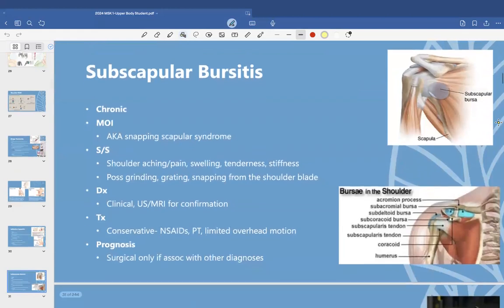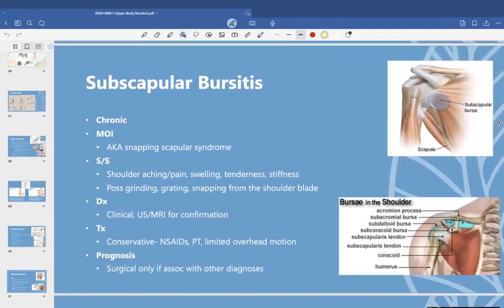Next, bursitis, and we name bursitis based on where it is. So, subscapular, under the scapula. Most bursitis is chronic. We can also call this snapping scapular syndrome. Most people don't call it that, but you might hear it that way. It causes aching, pain, swelling, tenderness, stiffness, those classic itis symptoms. Some patients will tell you they have a grinding or grating, a snapping from the shoulder blade. That's where that secondary term comes in. Again, it's a clinical diagnosis, localizing anatomically these symptoms and where they're coming from.